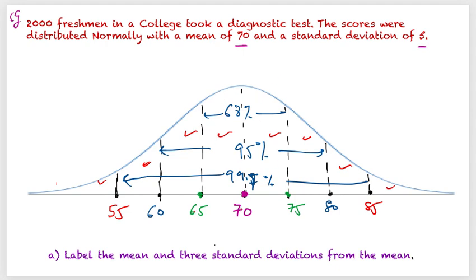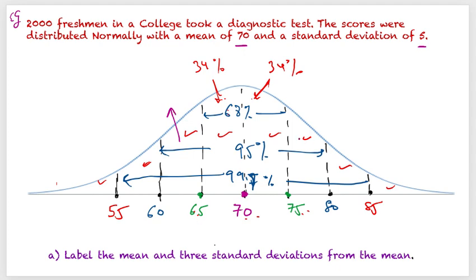Since from 65 to 75 we have 68%, if I want the area between 65 to 70 and 70 to 75, we know that both are symmetric. It means we can divide by 2, and 68 divided by 2 becomes 34%, and this is also 34%, right?